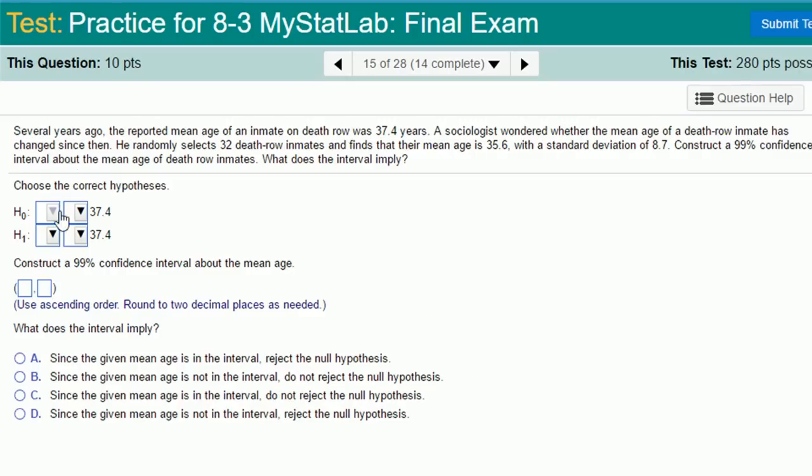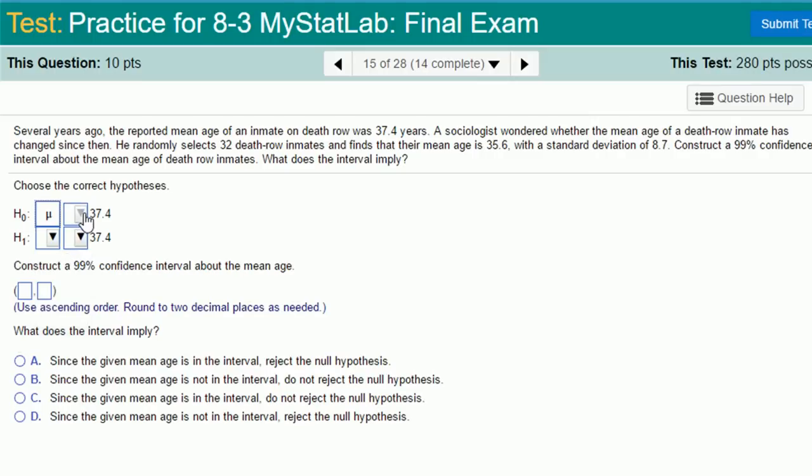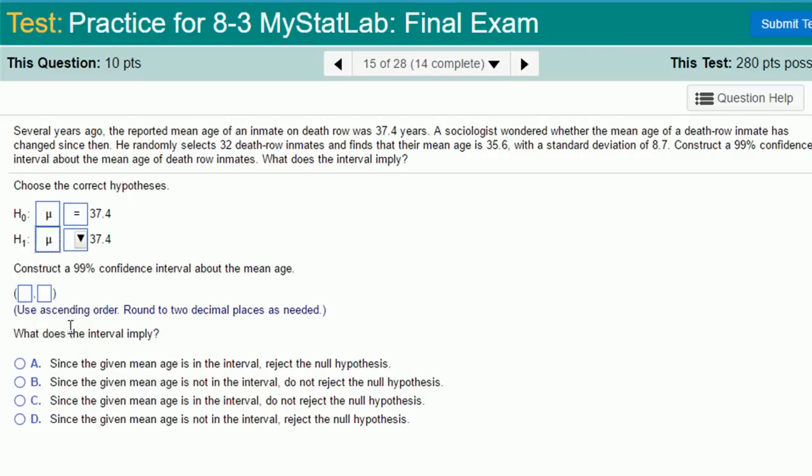Okay, so first off, the null hypothesis is that we're talking about the mean age, so mu equal to 37.4. The alternative has to be the same parameter, mu, and since he wonders whether the mean age has changed, not equal to is what we choose for that.